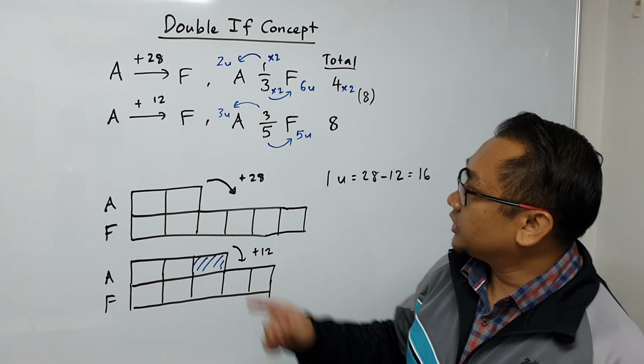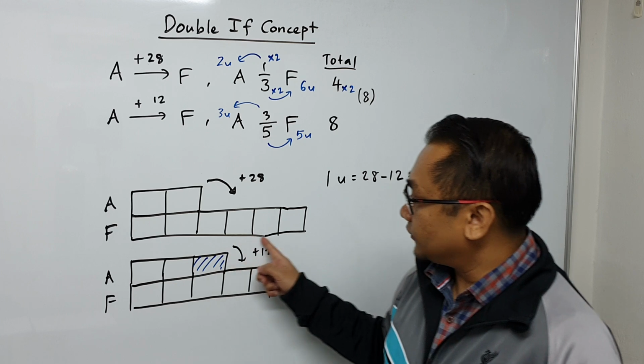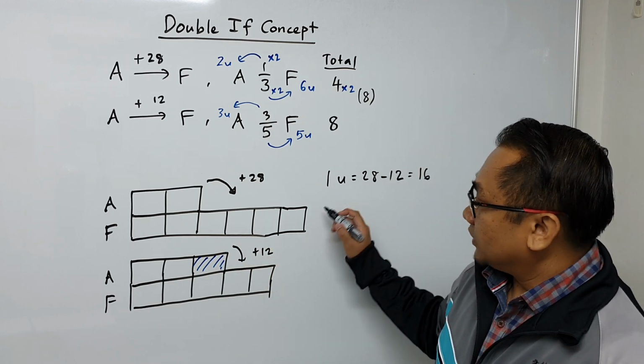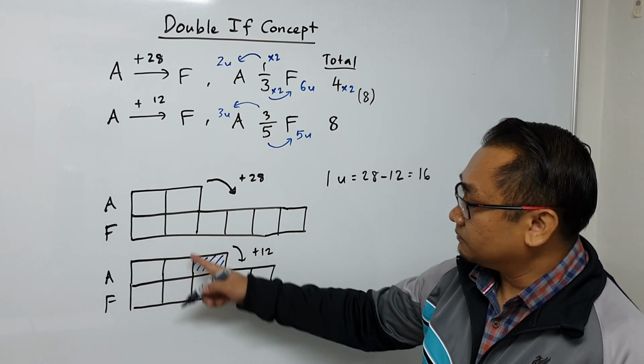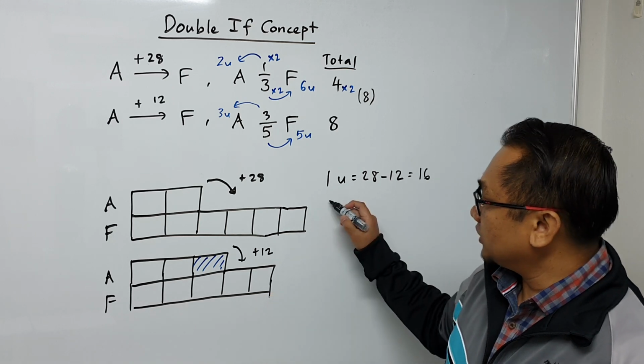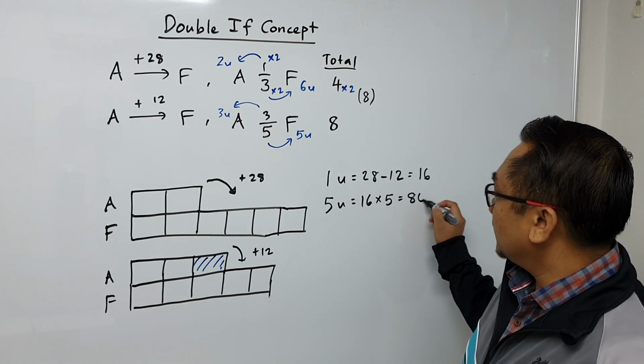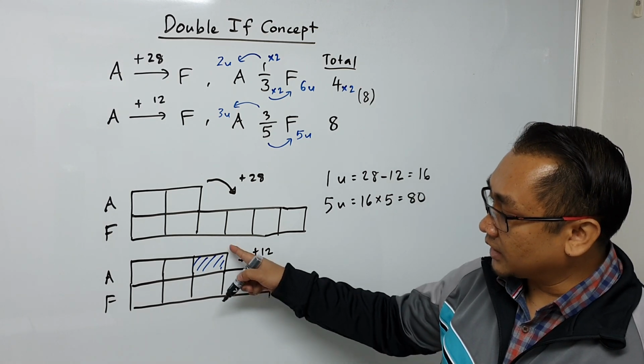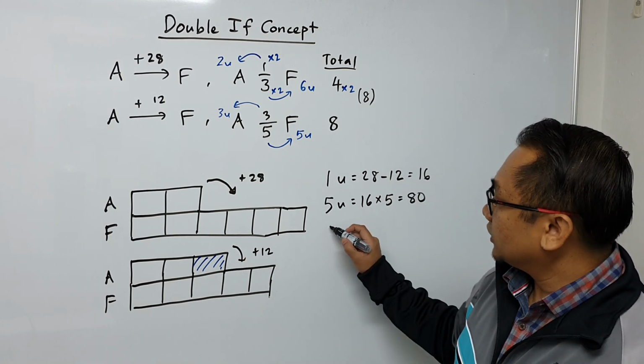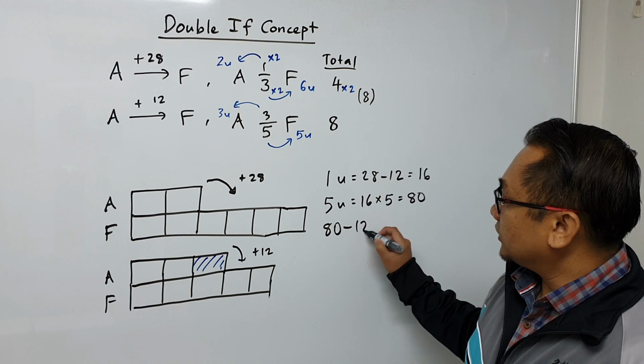Now the question asks how many stamps does Fiona have at first? So let's use the second model. 5 units will give me 16 times 5, which is 80. But don't forget, this is after Alfred has given 12. So what must you do? Minus 12.